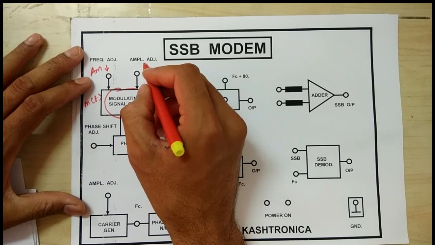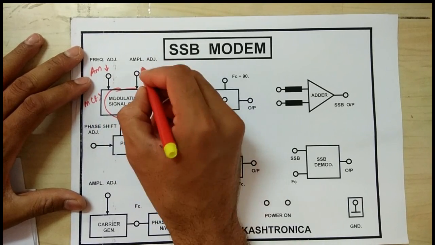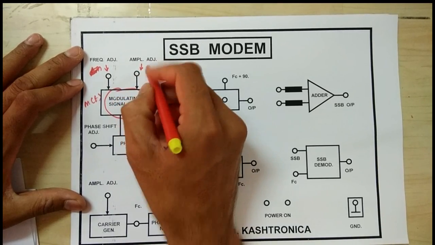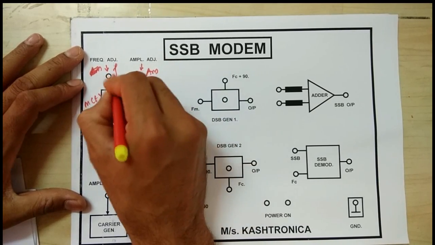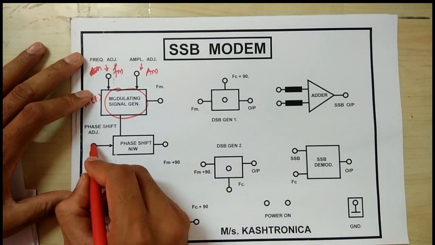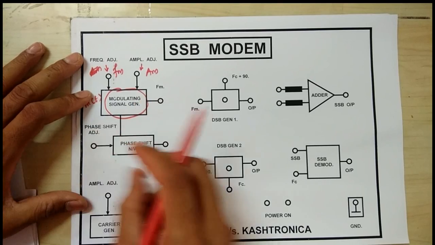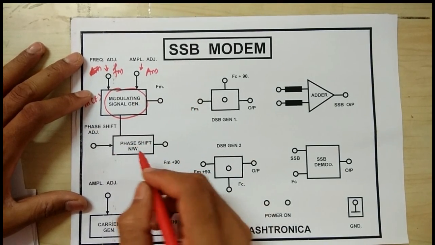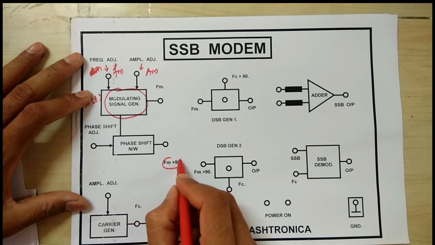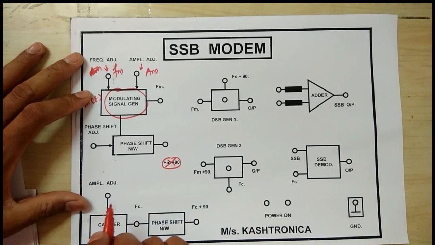I can change the amplitude and the frequency of this message signal. Then I have a phase shift network and a control knob. By using that, we can make a minus 90 degree phase shifted version of the signal. This is written FM plus 90, which is wrong; it should be FM minus 90.